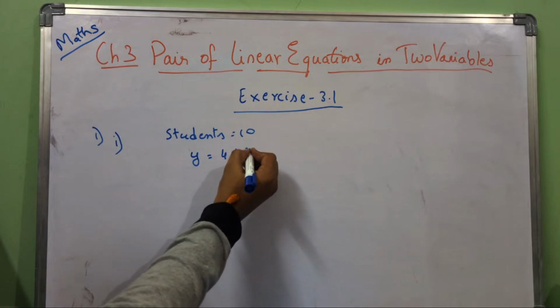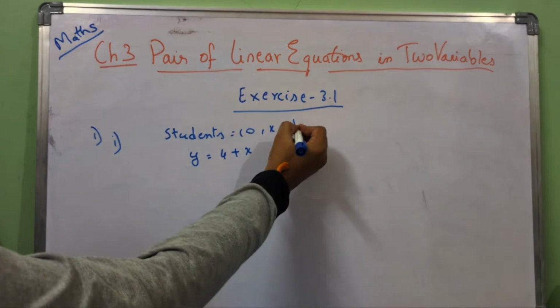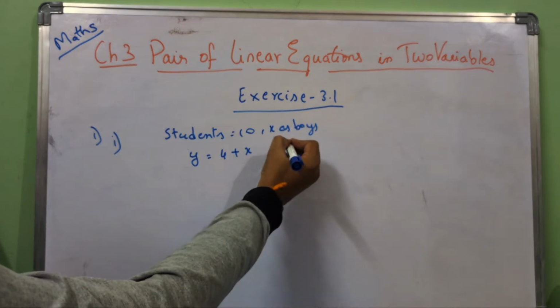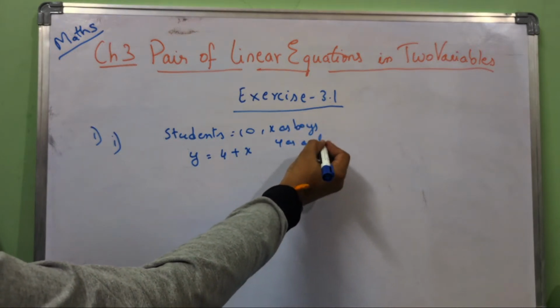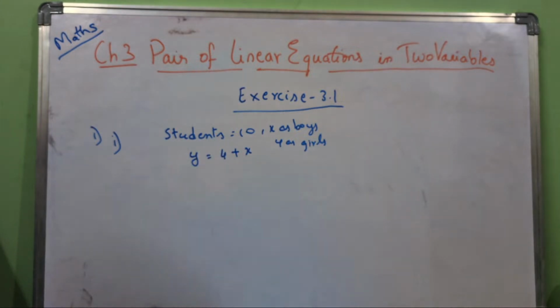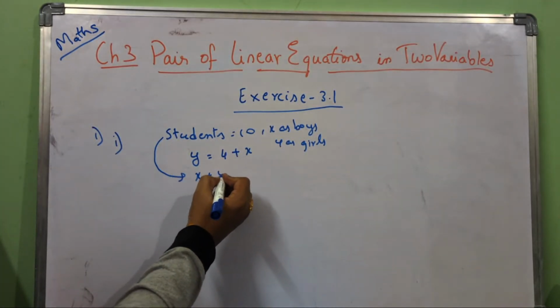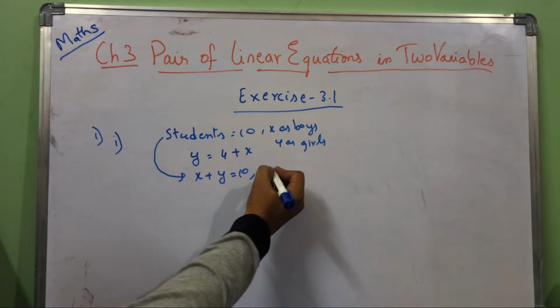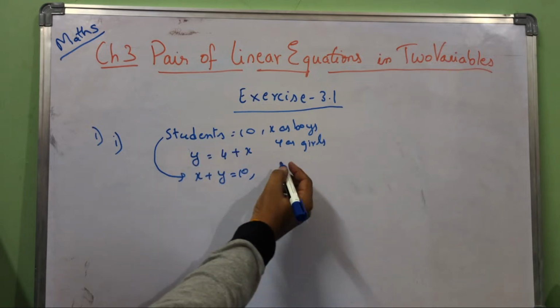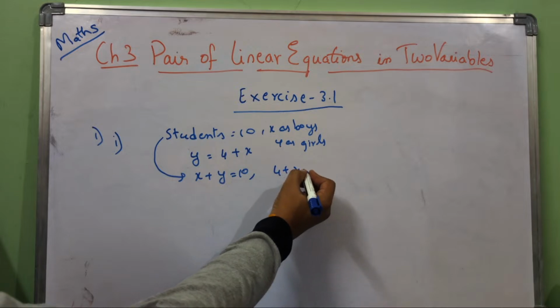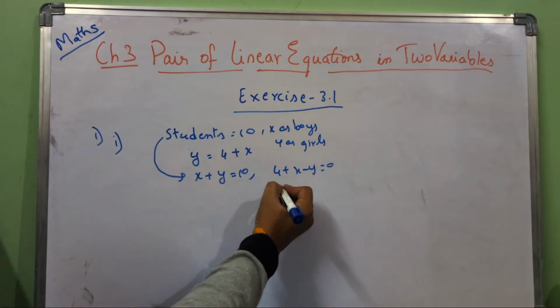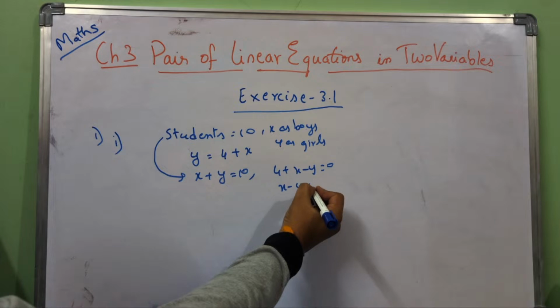So let's consider x as boys and y as girls. We get girls equal to 4 plus x, because it is clearly mentioned that the number of girls is 4 more than the number of boys. They're asking to find the number of boys and girls who took part in the quiz. As the total is 10, the first equation is x plus y equal to 10. The second equation, if you move y to the right side, becomes 4 plus x minus y equal to 0, which can also be written as x minus y plus 4 equal to 0.